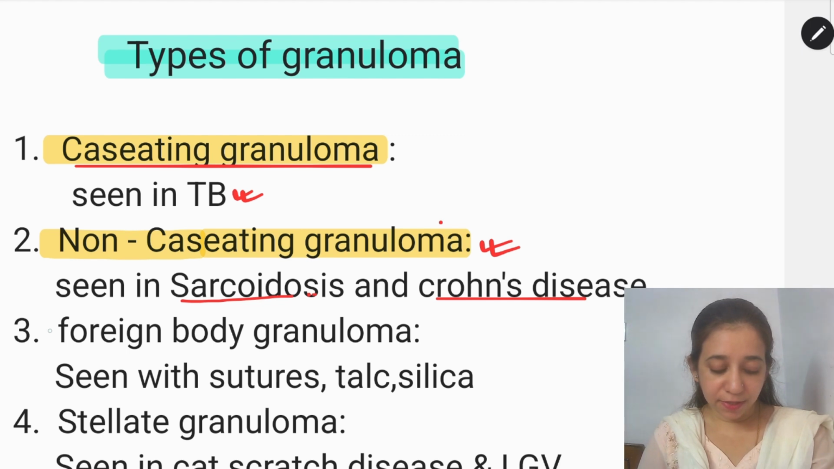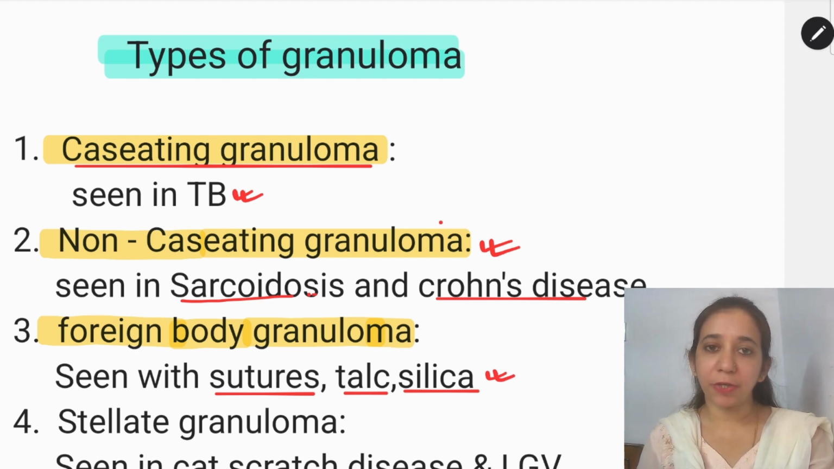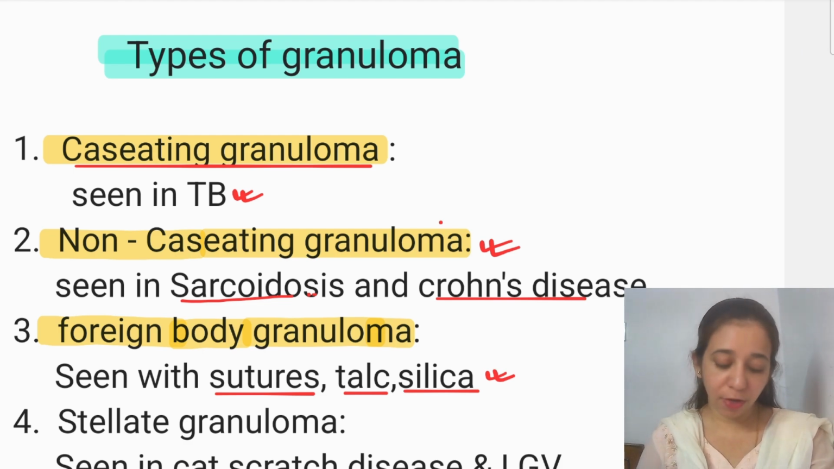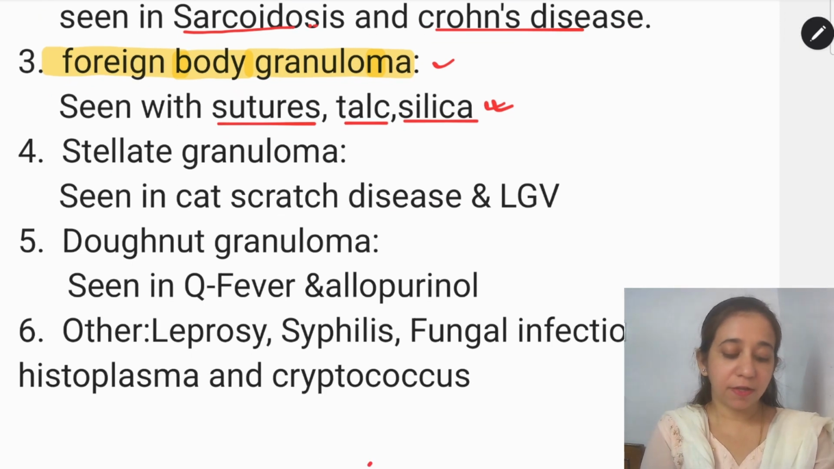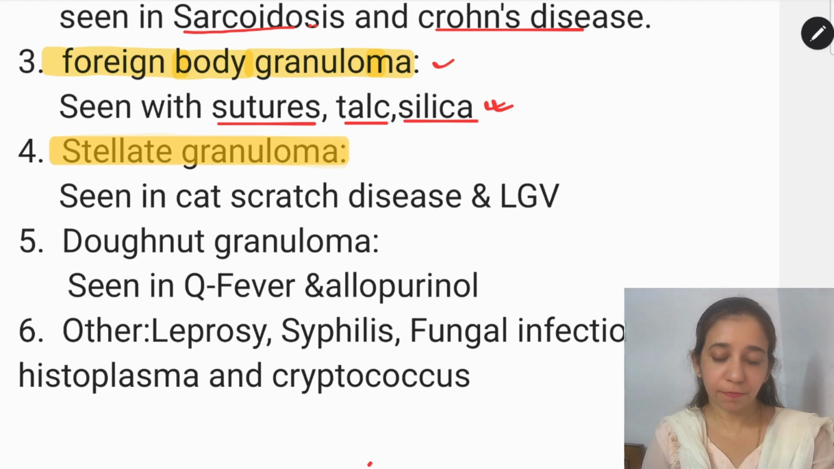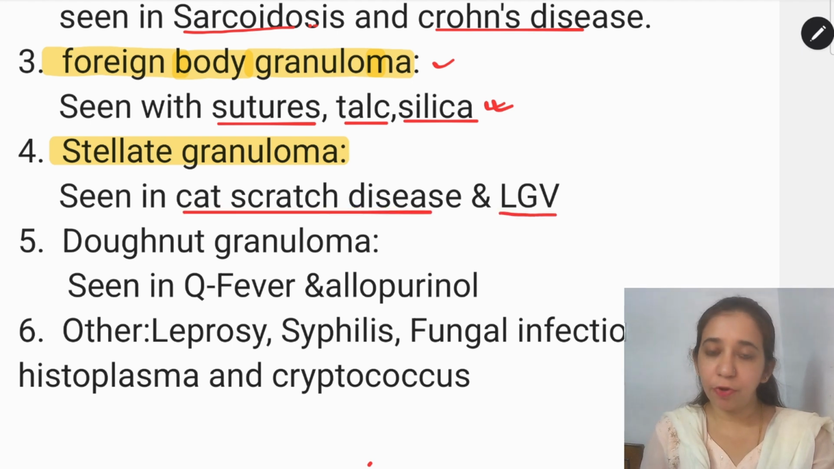After that we can see the foreign body granuloma, which is seen with suture material, talc or silica like substances. When these types of substances come and remain in our body, then what will the body do? The body will try to block it off by the formation of foreign body granuloma. After that is the stellate granuloma. This one is the star shaped granuloma, which is seen in case of cat scratch disease and lymphogranuloma venereum.